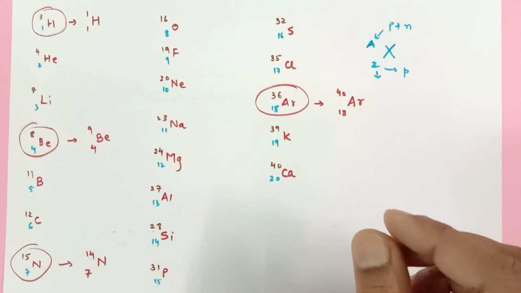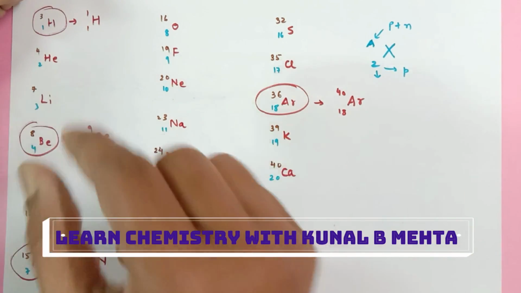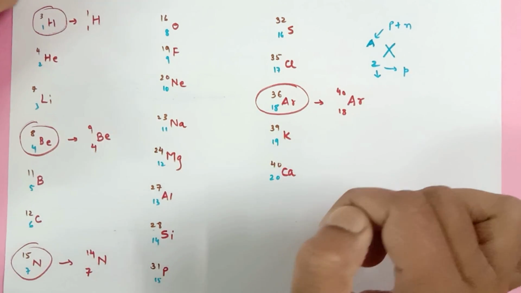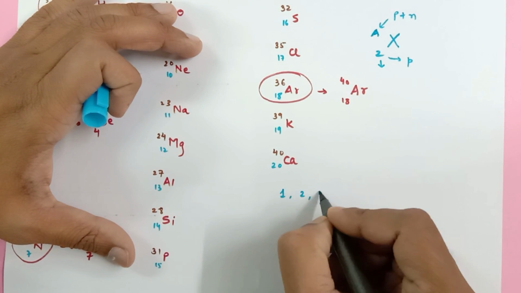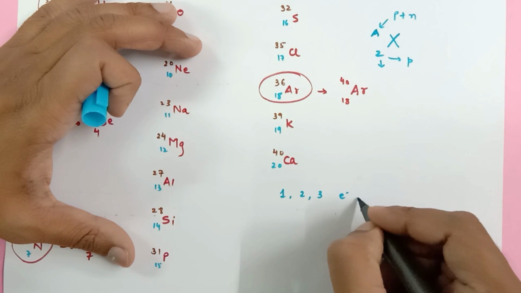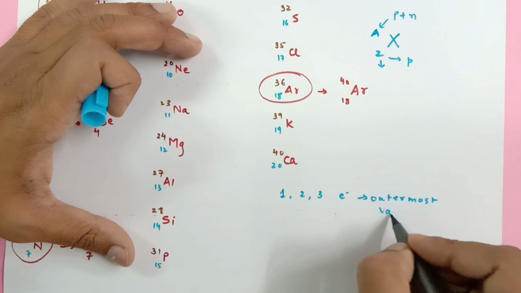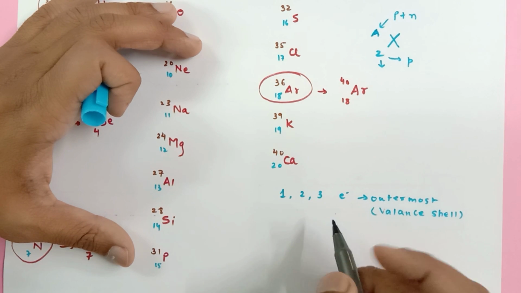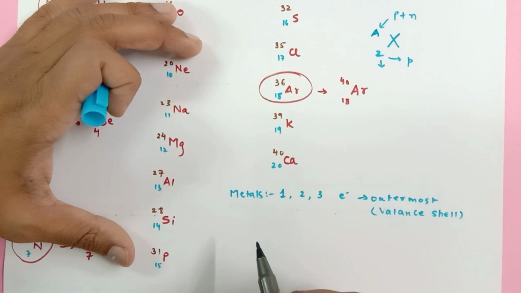So for identifying which of them are metals and non-metals, we should concentrate only on the bottom numbers, which are the atomic numbers. Remember, if you have 1, 2 and 3 electrons in the outermost shell, or we also say valence shell, then they are metals. So for metals, in the outermost shell you should have 1, 2 or 3 electrons.